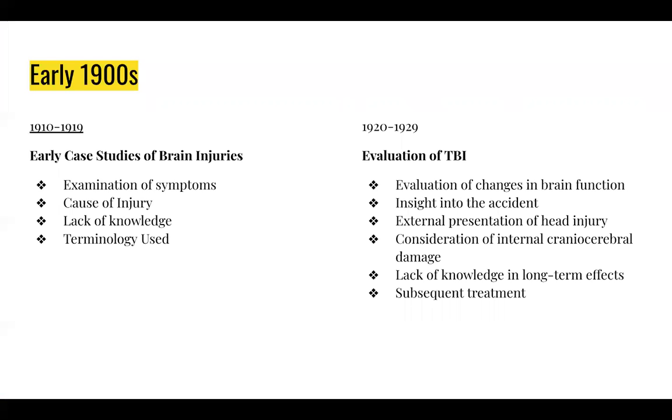In our first decade, from 1910 to 1919, we identified the theme of early case studies of brain injuries. So the early research in this decade consisted primarily of case studies that discussed the symptoms that occurred following extensive trauma to the head. Symptoms that are listed often in these case studies include hemiplegia, paralysis, headache, and visual disturbances. The majority of traumatic brain injuries at this time were caused by war or battle injuries, which contrasts with the majority of TBIs that are caused by falls today.